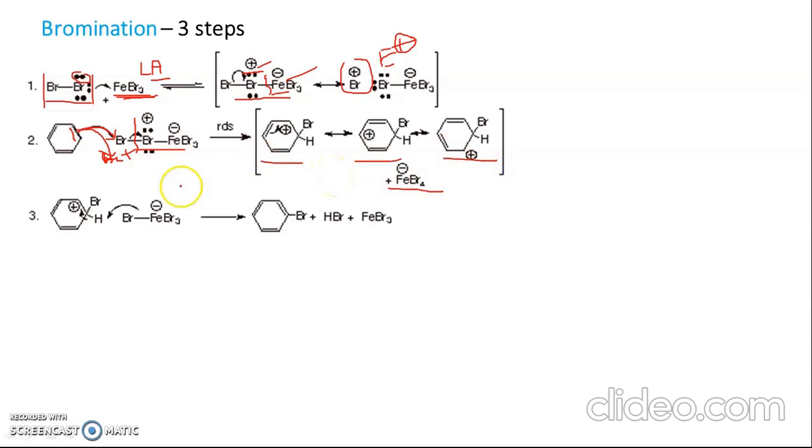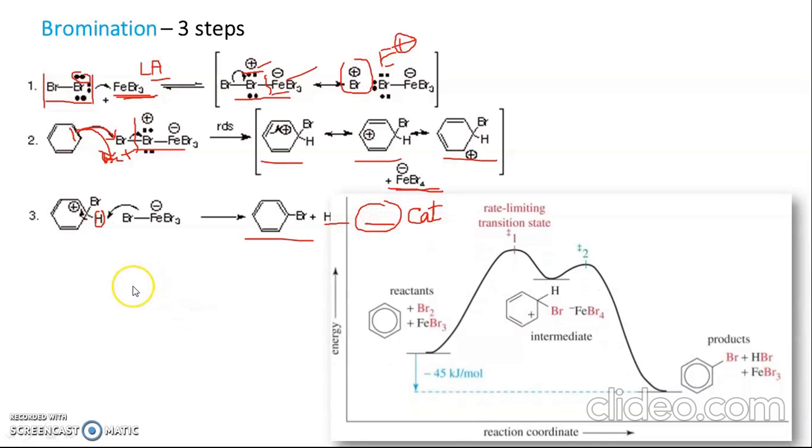Okay, now finally what will happen, this FeBr4 minus will capture this hydrogen. So as a result, aromaticity is regenerated, and we are getting our final product, bromobenzene. And what are the side products? HBr and FeBr3. So you can see our catalyst is again regenerated, which can be used again in the next step. Fine.